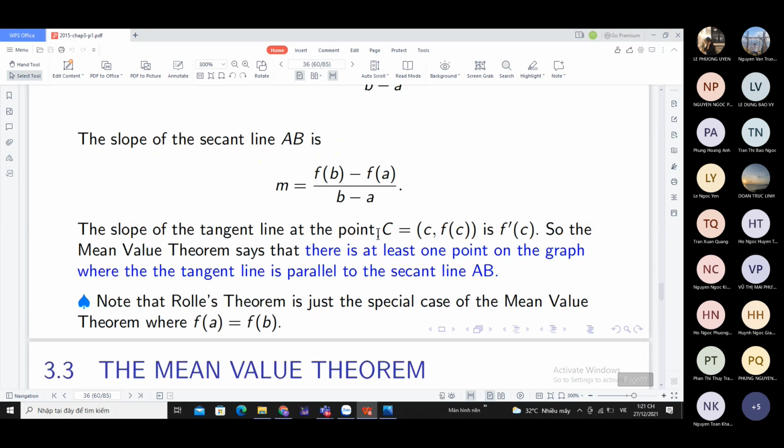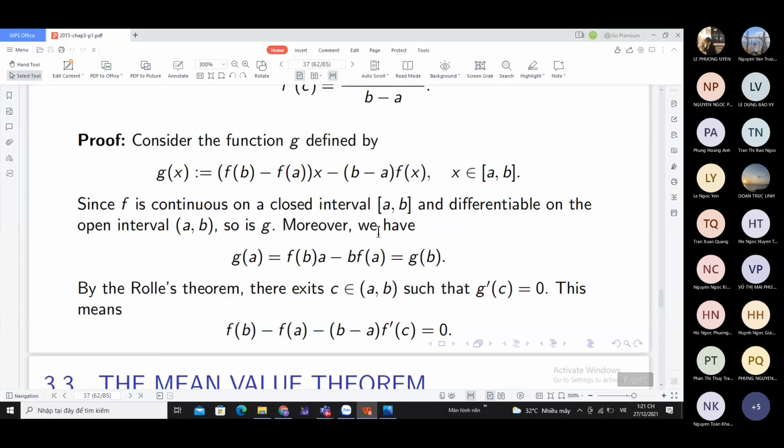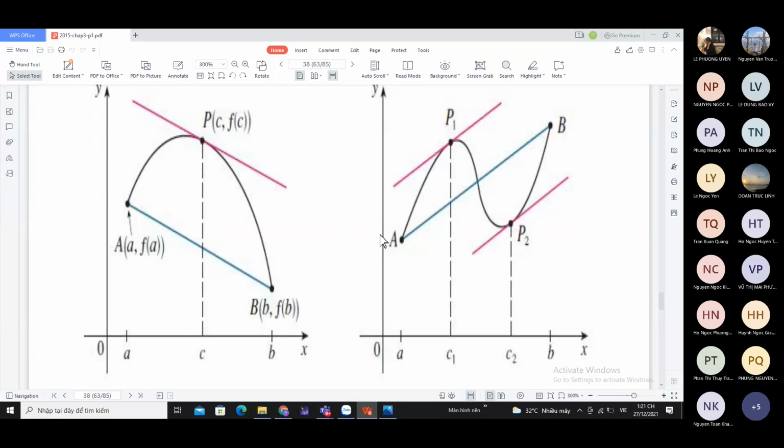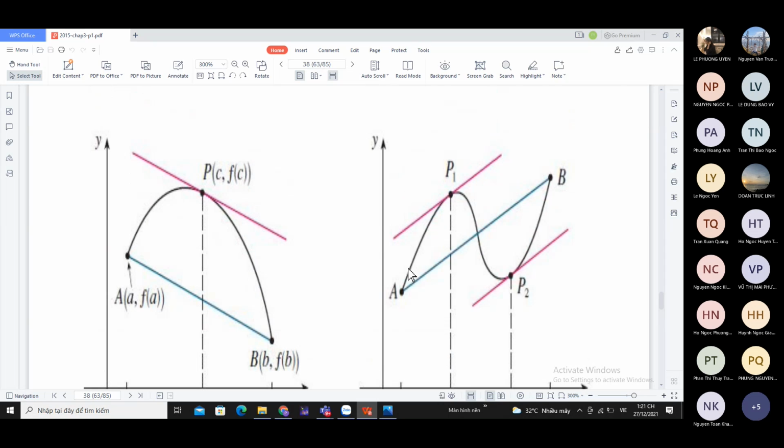So here you see, we can find a number c so that the tangent line to the graph of f at the point c is parallel to the secant line AB. And if f(a) equals f(b), the secant line AB is parallel to the x-axis, and that's why we get right back the Rolle theorem. Okay? It's very easy to memorize the theorems.